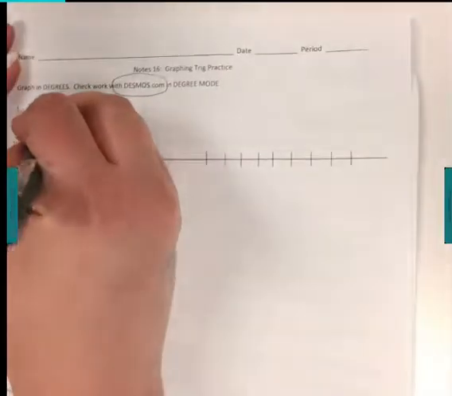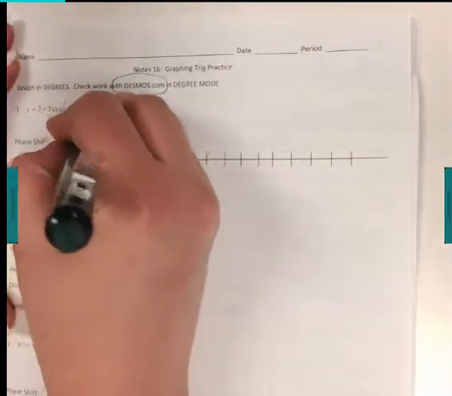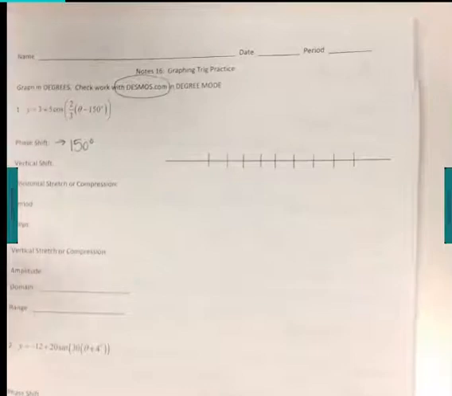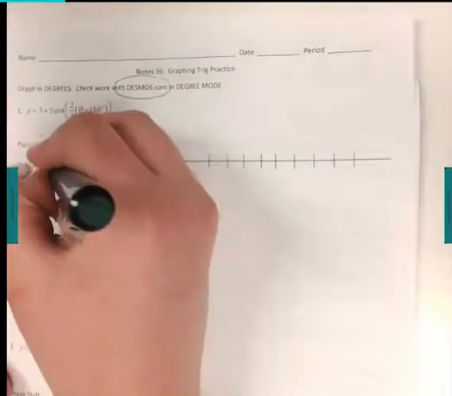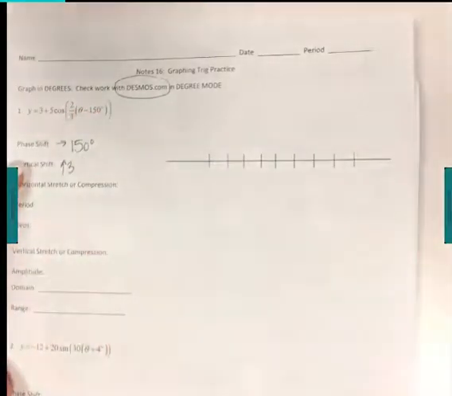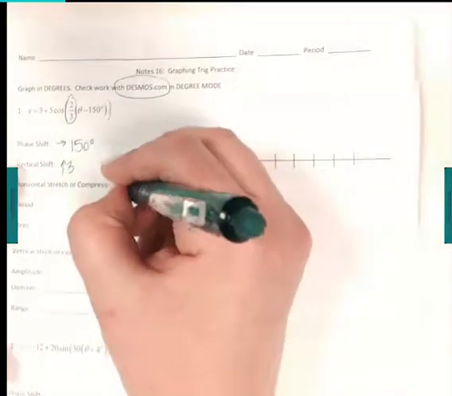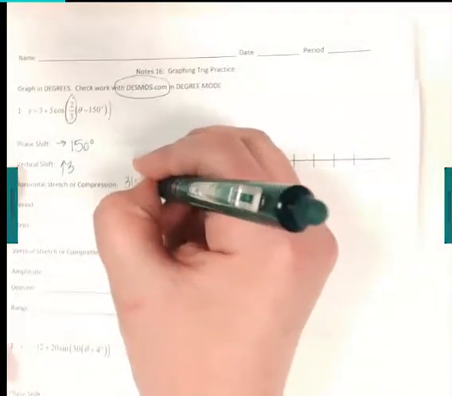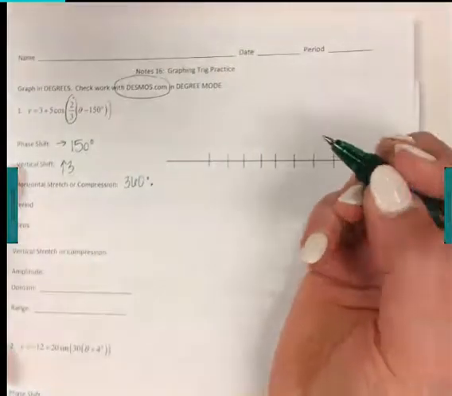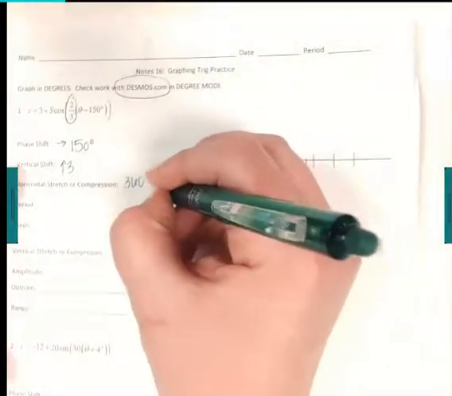150. Okay, so we're going to go to the right 150. Okay, and then which way are we going to shift, up or down? Up 3. Then we still need to figure out our vertical stretch. Remember that if this is a fraction, you flip it, just like yesterday. So I'm going to take my 360 degrees, and I'm going to multiply it by 2/3 flipped, which is what?